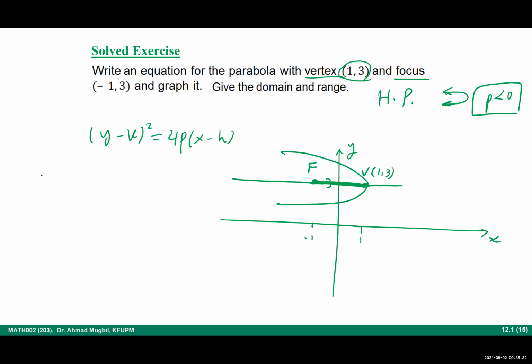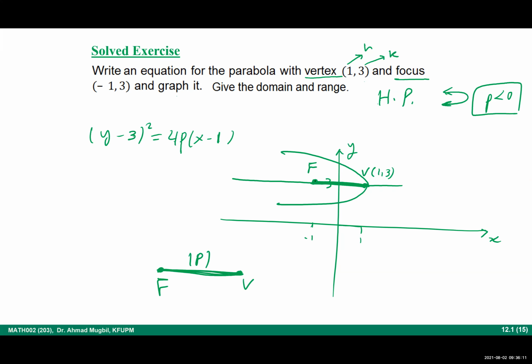So here we are. Now, do we know what h and k are? Yes. This is h, this is k. So now I will put here 3 and here 1. Now I need to know what p is. The distance between the vertex and the focus is always the absolute value of p. That is always the distance between them.